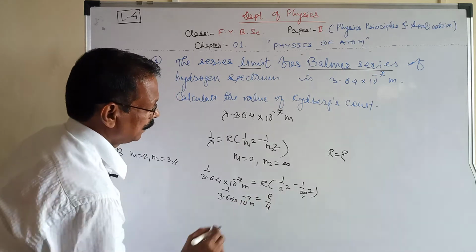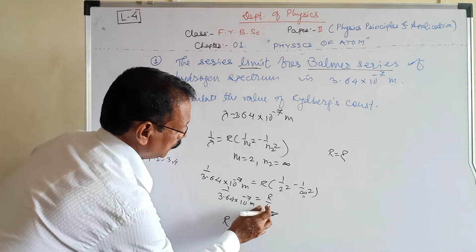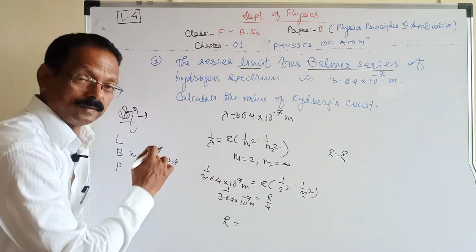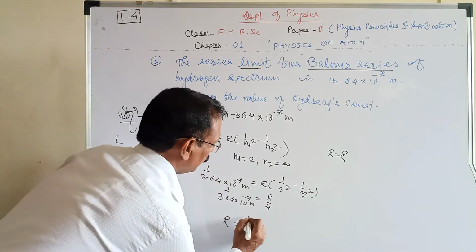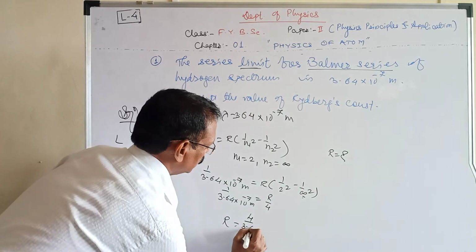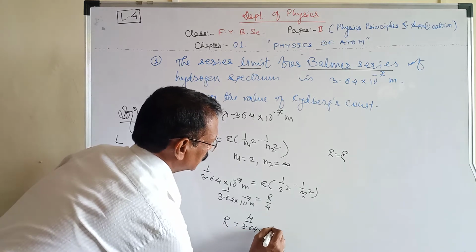It is as it is here. So what is the value of R? R is equal to, this 4 goes to the left hand side, it goes to the numerator here, because this is in the denominator here. So this equation becomes 4 upon 3.64 into 10 raised to minus 7 meter.